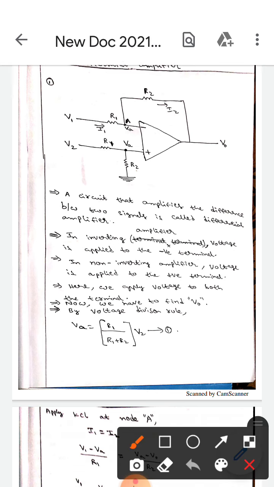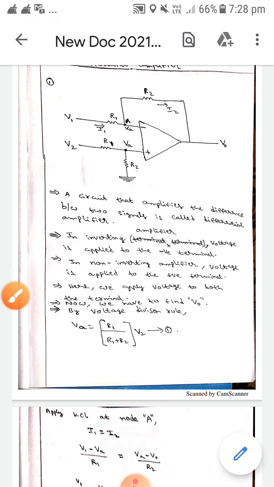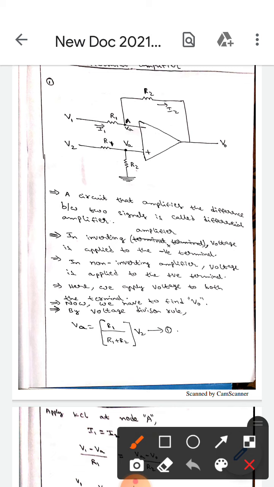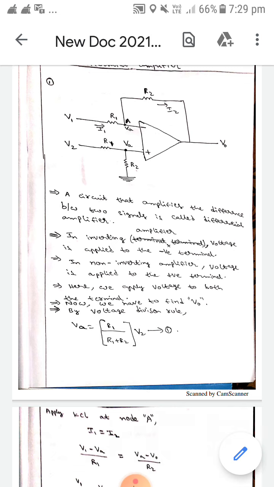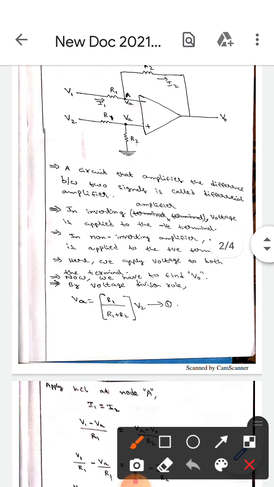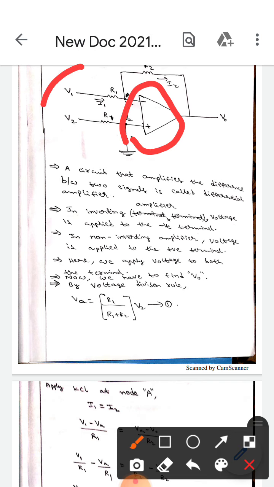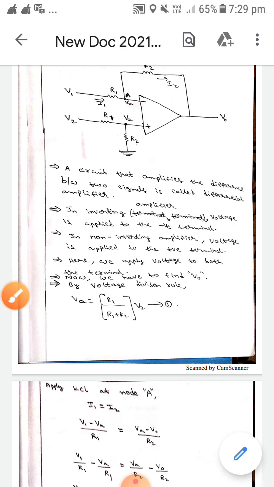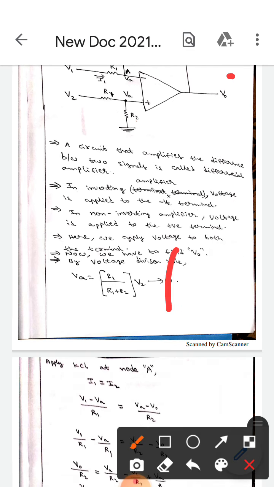If you see in an inverting amplifier, the inverting terminal, which means the negative terminal, will be connected to the voltage. If we look at a non-inverting amplifier, the voltage will be applied to the positive terminal. But here in the differential amplifier, the voltages will be applied to both the terminals. And now we have to find out the value of V0.